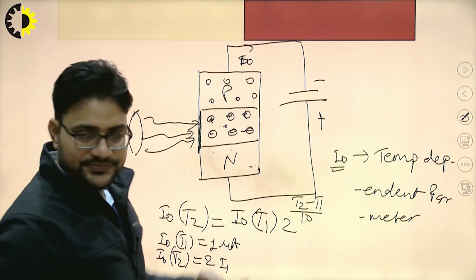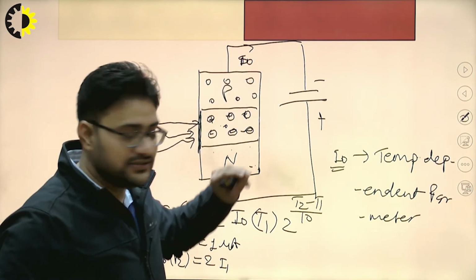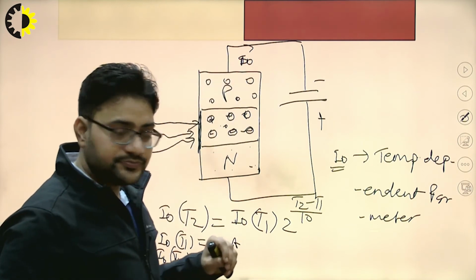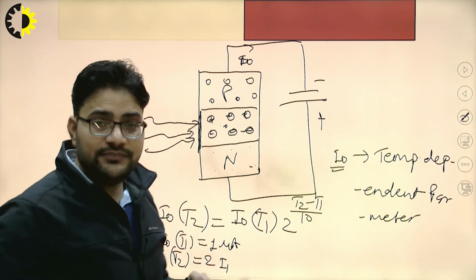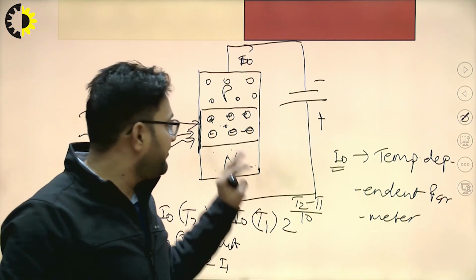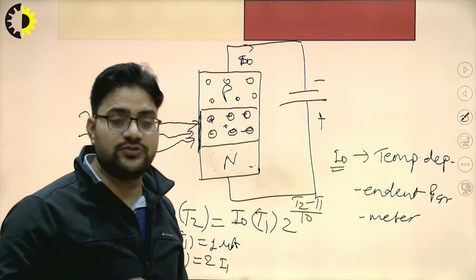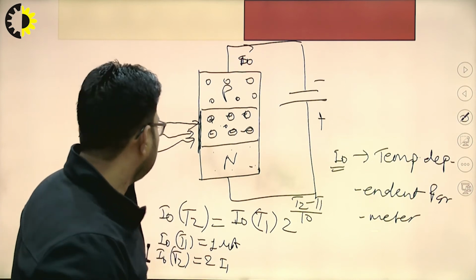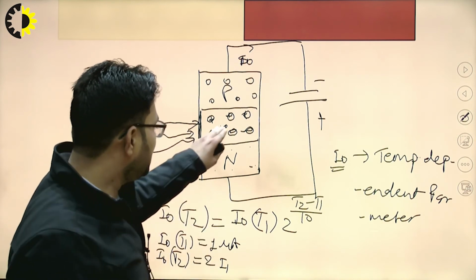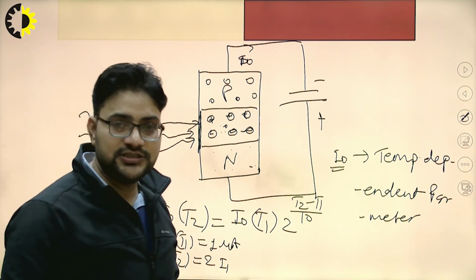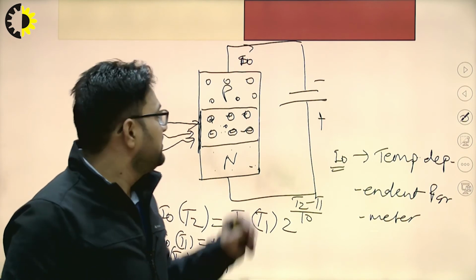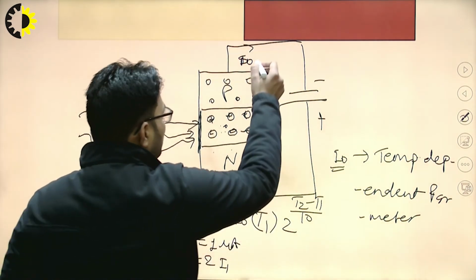Now this I naught, which is present in the absence of light, is called the dark current, because this is the current flowing in the circuit whenever the light intensity is equal to 0. Now suppose that light is introduced to the junction. Due to the breaking of covalent bonds at the junction and generation of charge carriers, some more current will flow.